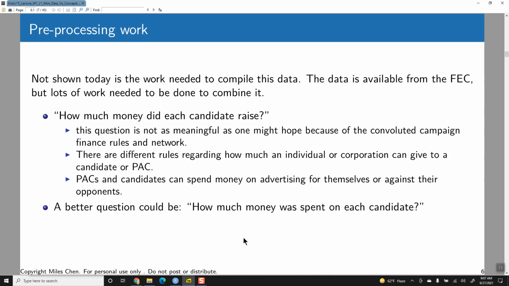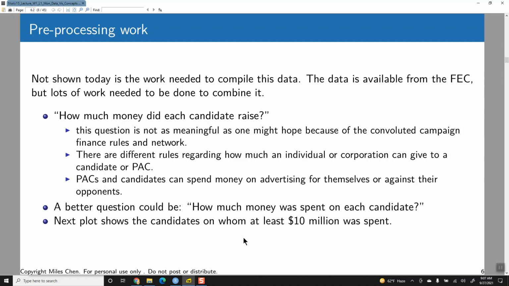So we could say, well, how much money was spent on each candidate? Because that's also tracked by the Federal Election Commission. So basically when they run an ad, you say, is this ad for someone, or is it against someone, or is it supporting maybe the proposition or something like that? And here we're just looking at spending on candidates, okay?